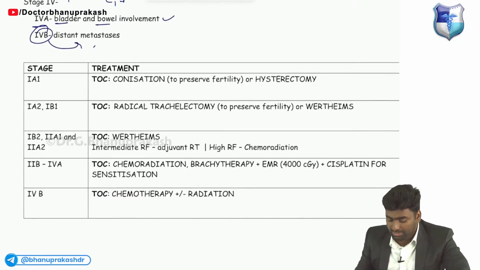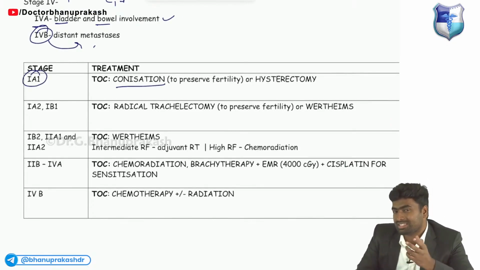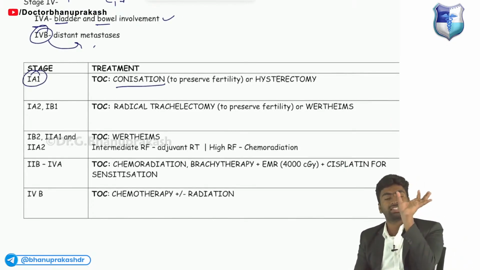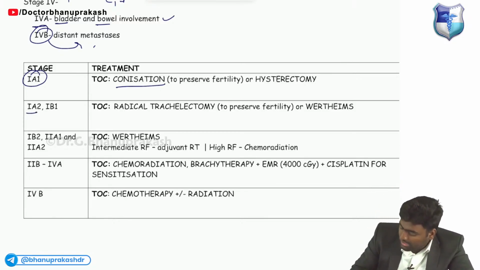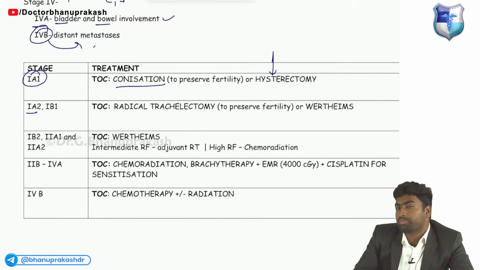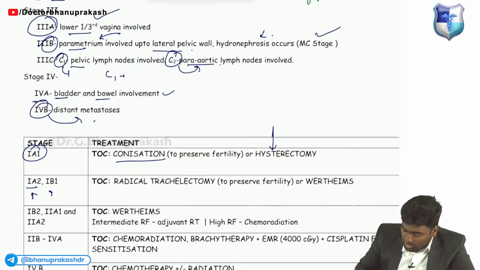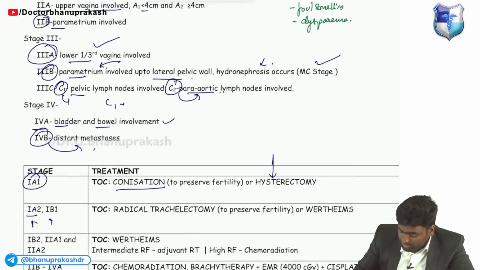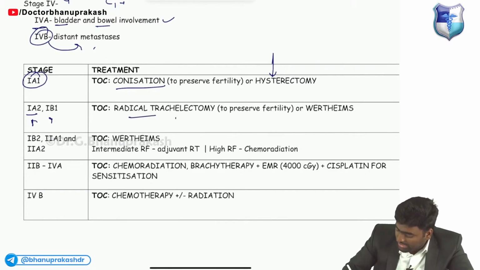Fine. And treatment, if you see for stage 1, mostly we do the conization, because it is just the cervix involvement, right? We do just conization or LEEP. Then if the patient is unable to follow up, then we can do hysterectomy. In the case of stage 1A2 or 1B1, there are a few differential stages. Then we can do radical hysterectomy or Wertheim's hysterectomy.